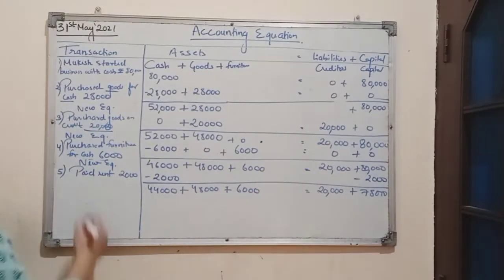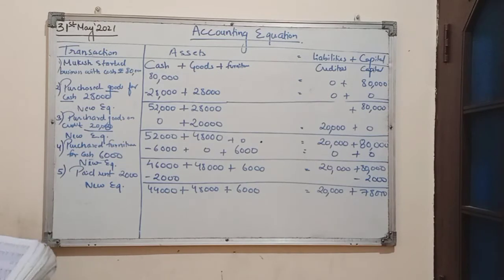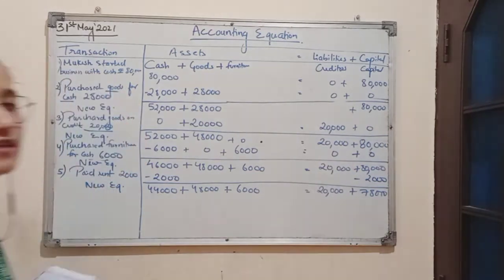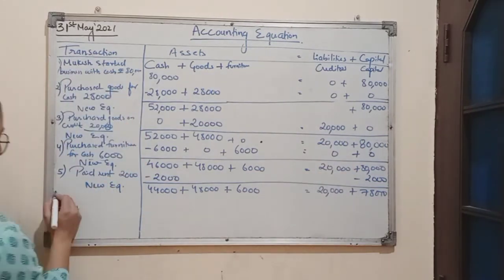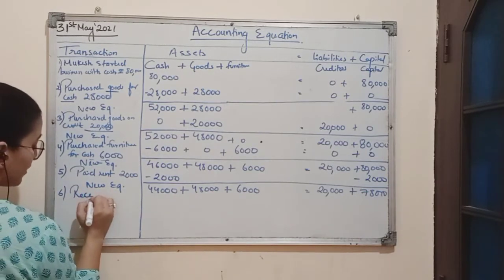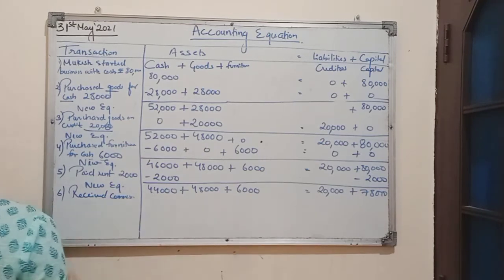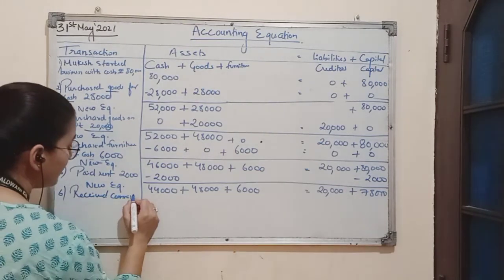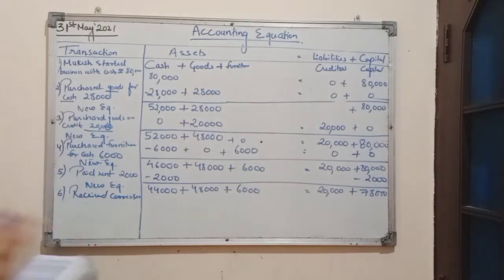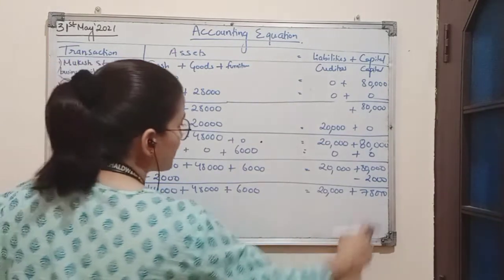So this is the new equation here. The new equation is 44,000 plus 48,000, 6,000. These all are assets and 20 plus 78 is the liabilities. Now the sixth transaction is received commission. So in this transaction, we know commission is considered as an income. So income of the firm will be added to cash as well as capital.